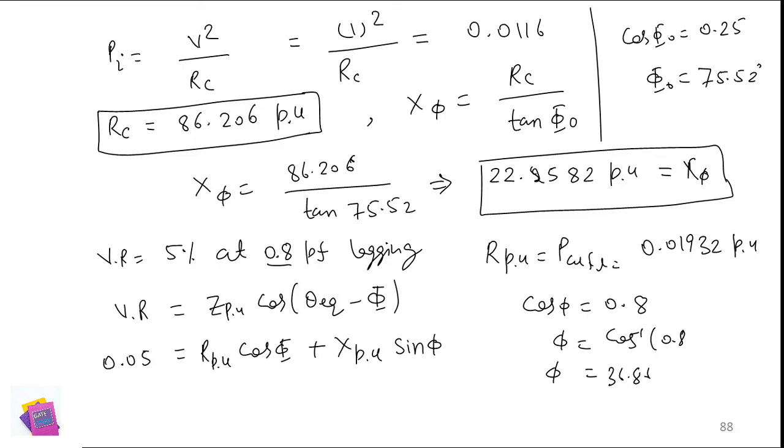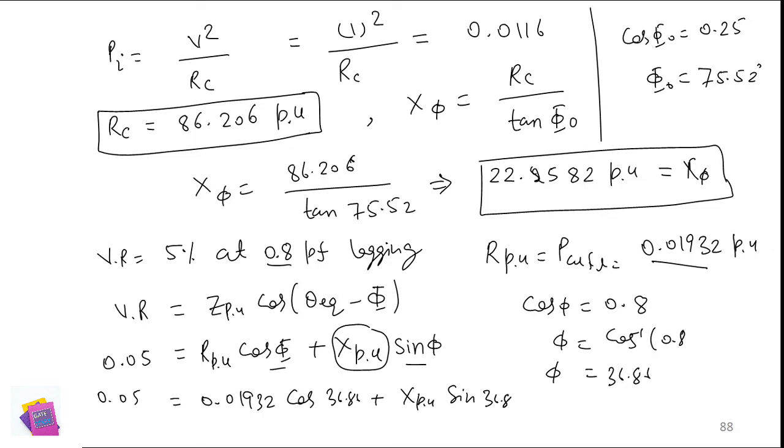So R per unit is there, voltage regulation is there, 0.05. It is given to you. R per unit, it is given to you. Cos phi you can calculate, sin phi you can calculate. So you will get X per unit. Now the numerical is over. So 0.05 equal to R per unit 0.01932 cos 36.86 plus X per unit sin 36.86.